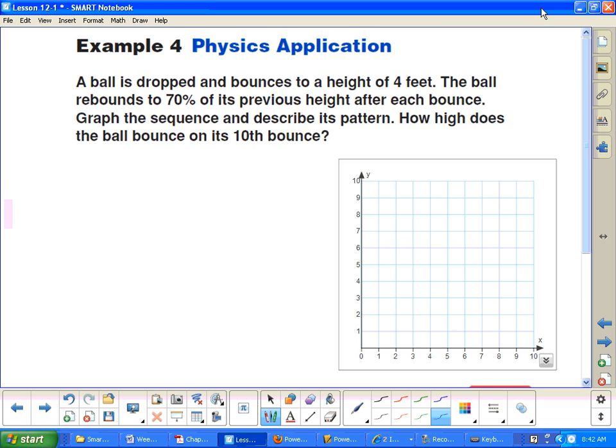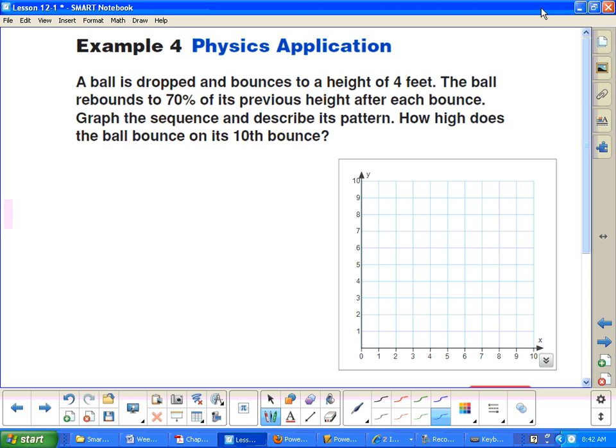All right, so here we have a physics application. It says a ball is dropped and bounces to a height of 4 feet. The ball rebounds to 70% of its previous height after each bounce. Graph the sequence and describe its pattern. How high does the ball bounce on its 10th bounce?